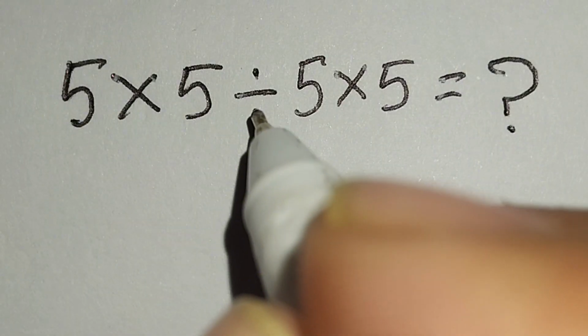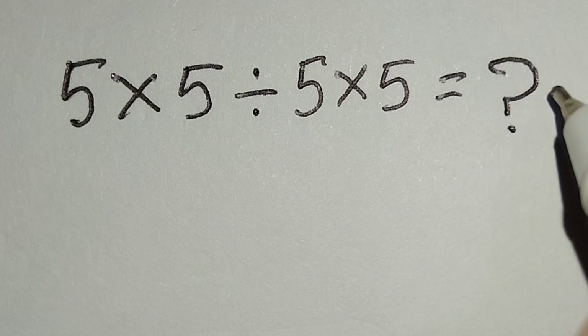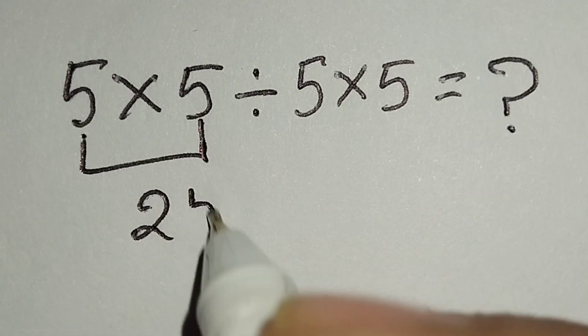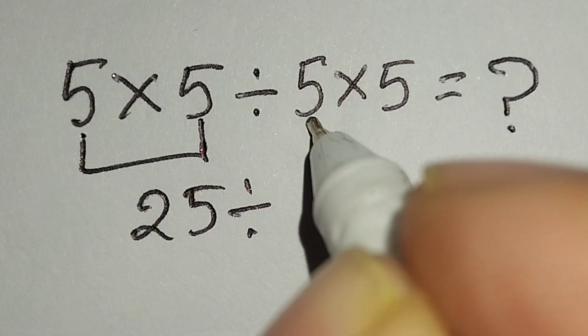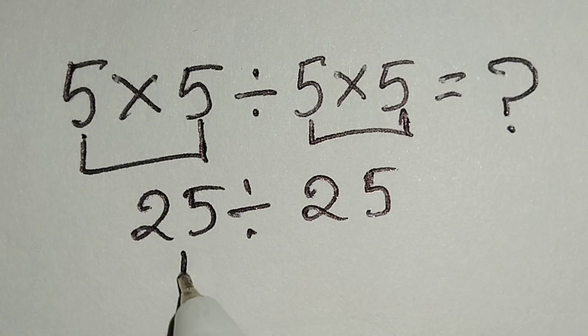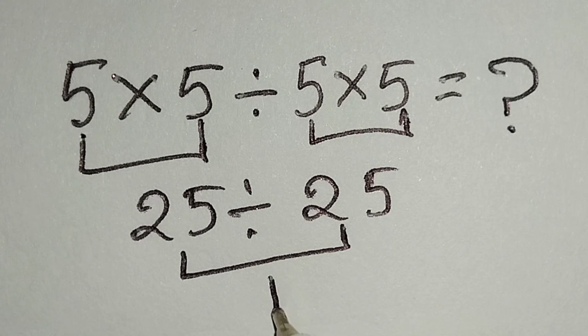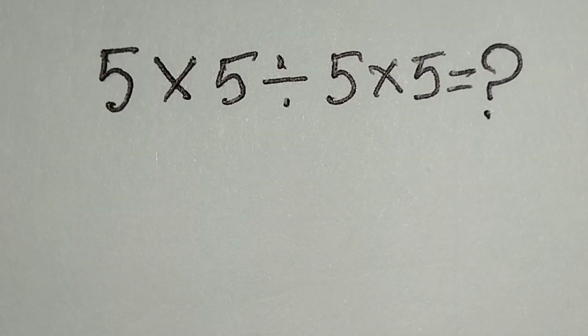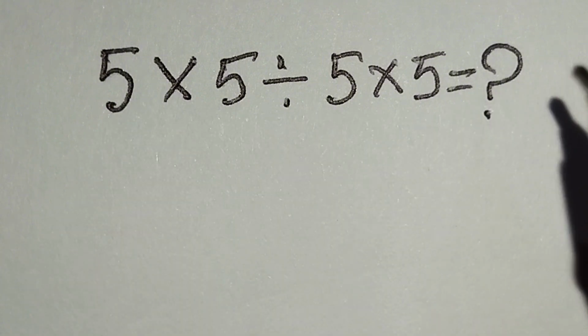This is a nice math problem. 5 multiply 5 divided by 5 multiply 5 is equal to what? Here 5 multiply 5 gives us 25, divided by 5 multiply 5 gives us 25. 25 divided by 25 gives us 1, but it is not correct. Now I will apply the PEMDAS rule to solve this math correctly.